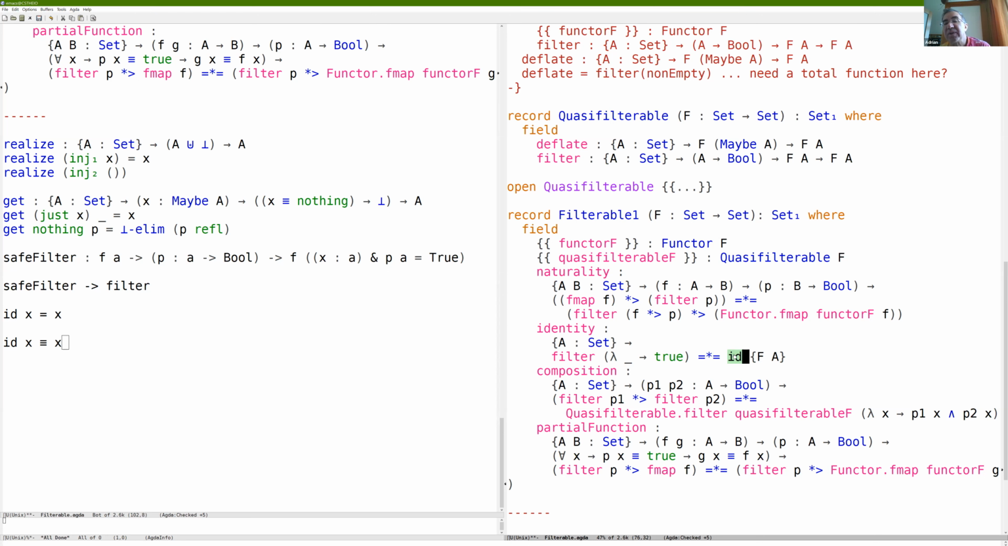It certainly would help to have a decidable equality on both the element type and the filterable type. But then maybe that's equivalent to having a traversable.